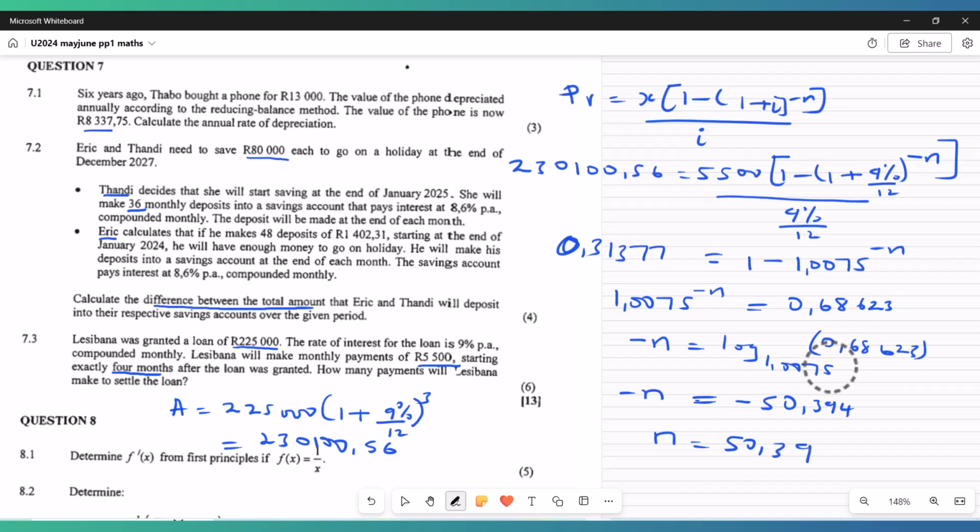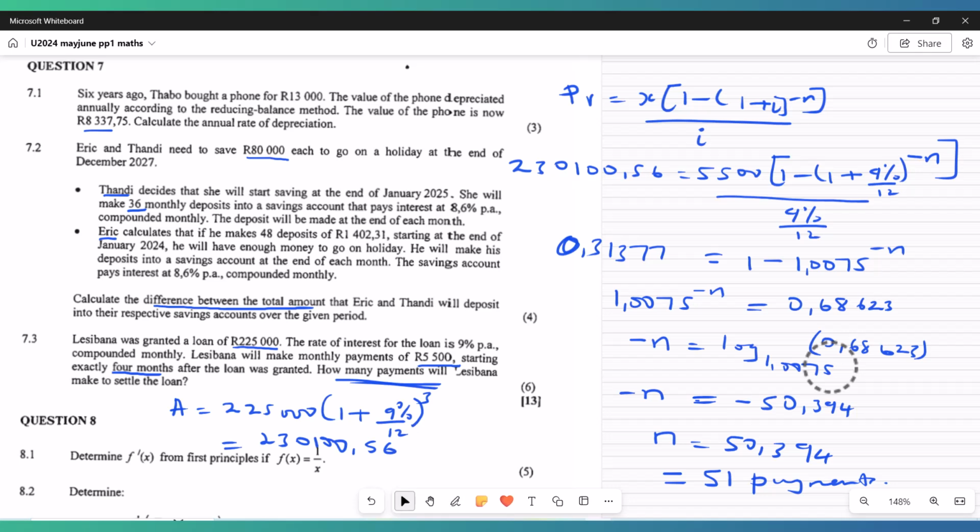Now the question was asking how many payments? The full payments are going to be 50, with a smaller payment of this one here. So in total there are going to be 51 payments altogether. 51 payments must be done to settle the loan. All right, hope we are together.